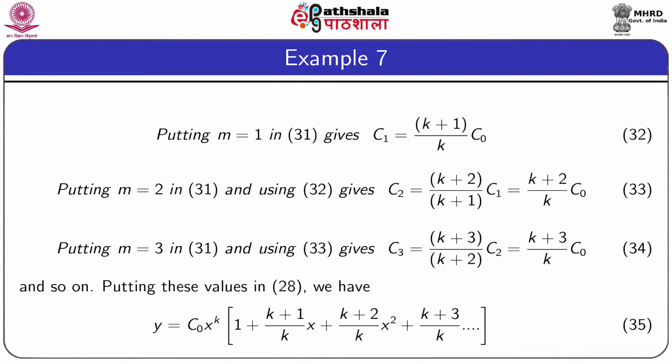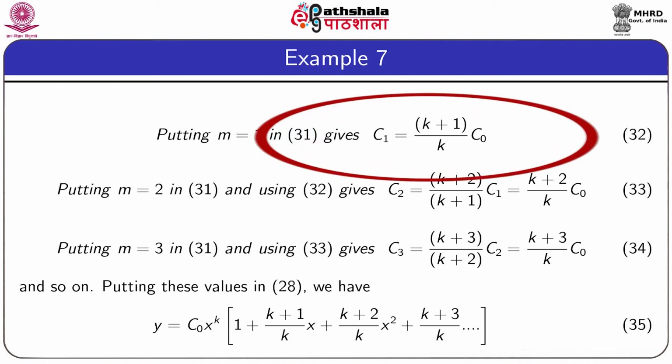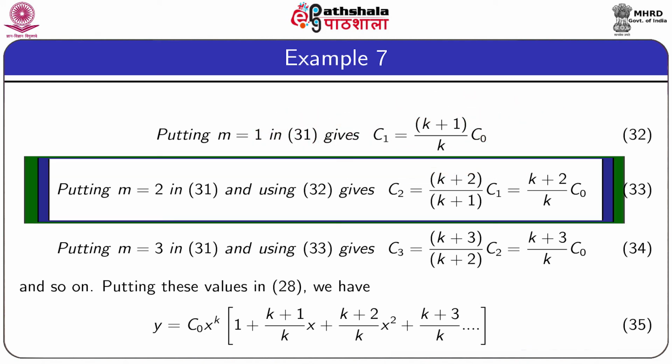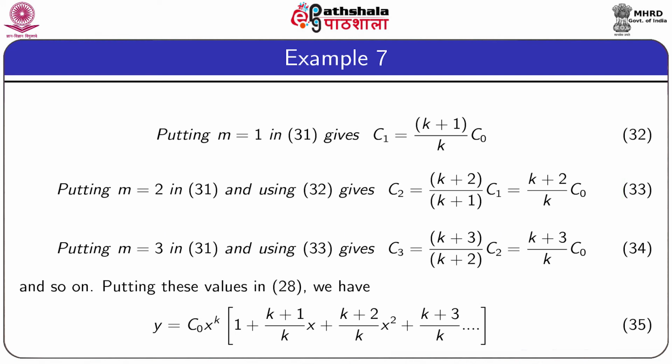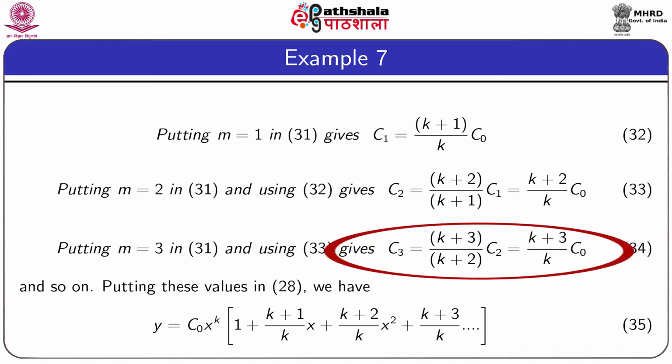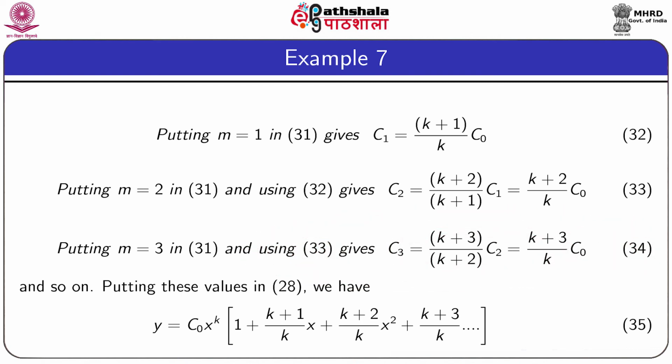Putting m equal to 1 in 31 gives C1 equal to (k plus 1) by k into C0. Putting m equal to 2 in 31 and using 32 gives C2 equal to (k plus 2) by k into C0. And in a similar manner, if we put m equal to 3 and use equation 33, we will get C3 equal to (k plus 3) by k into C0, and so on.